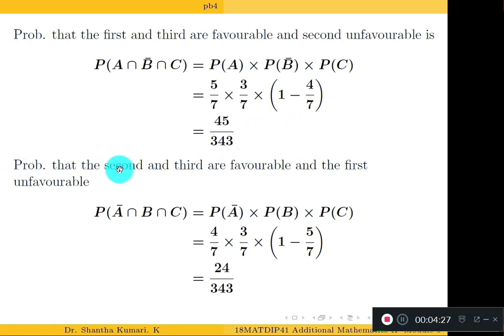Third possibility, second and third are favorable and first is not favorable. That means A complement and B and C.